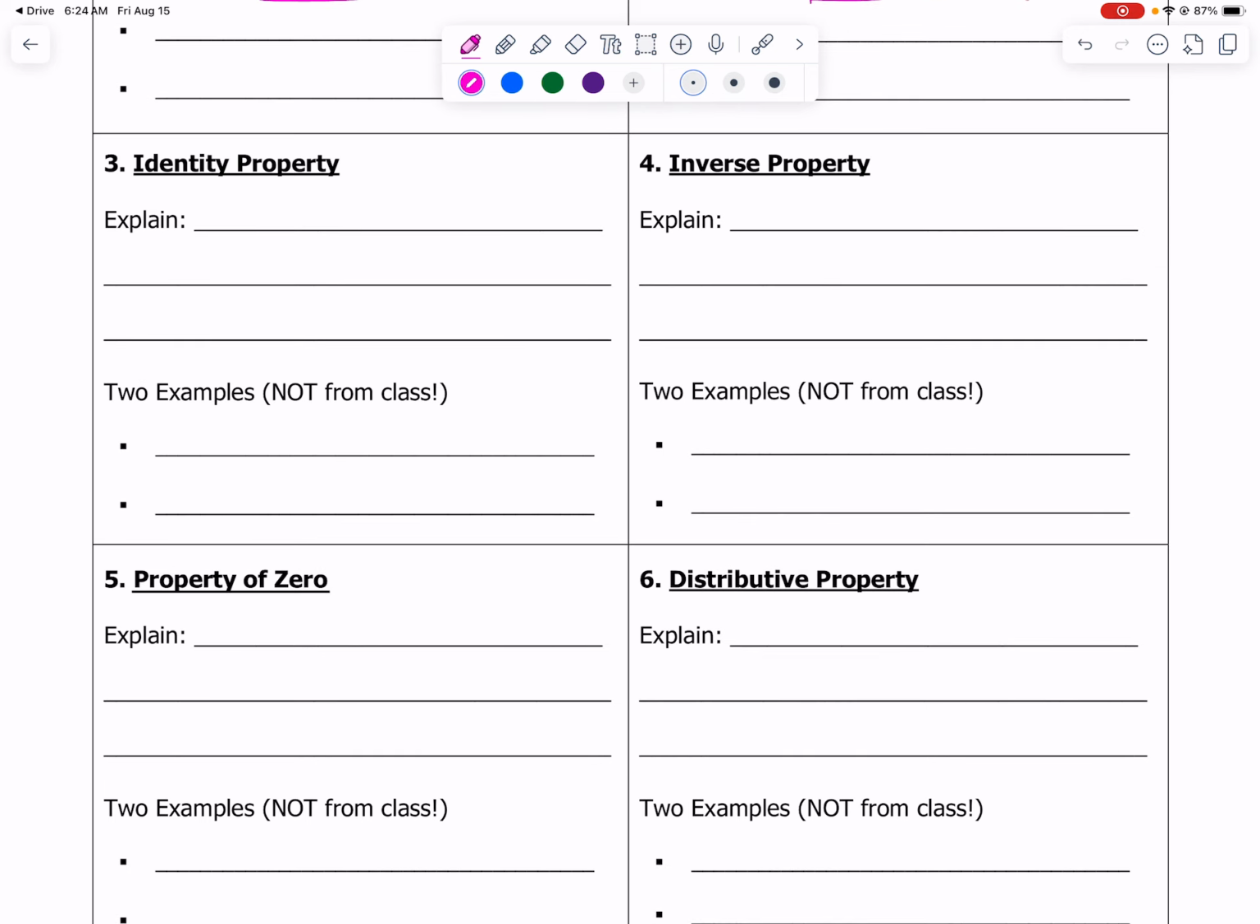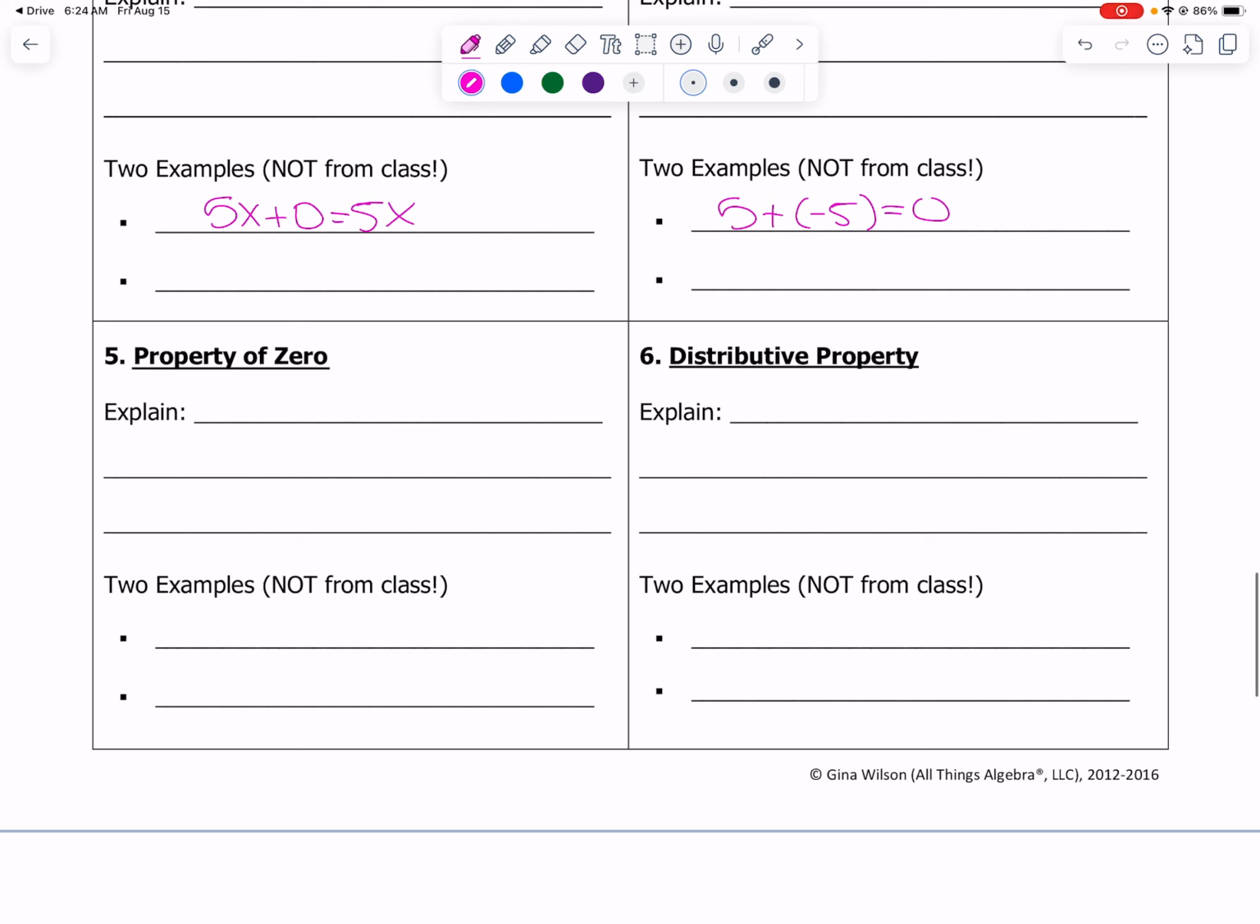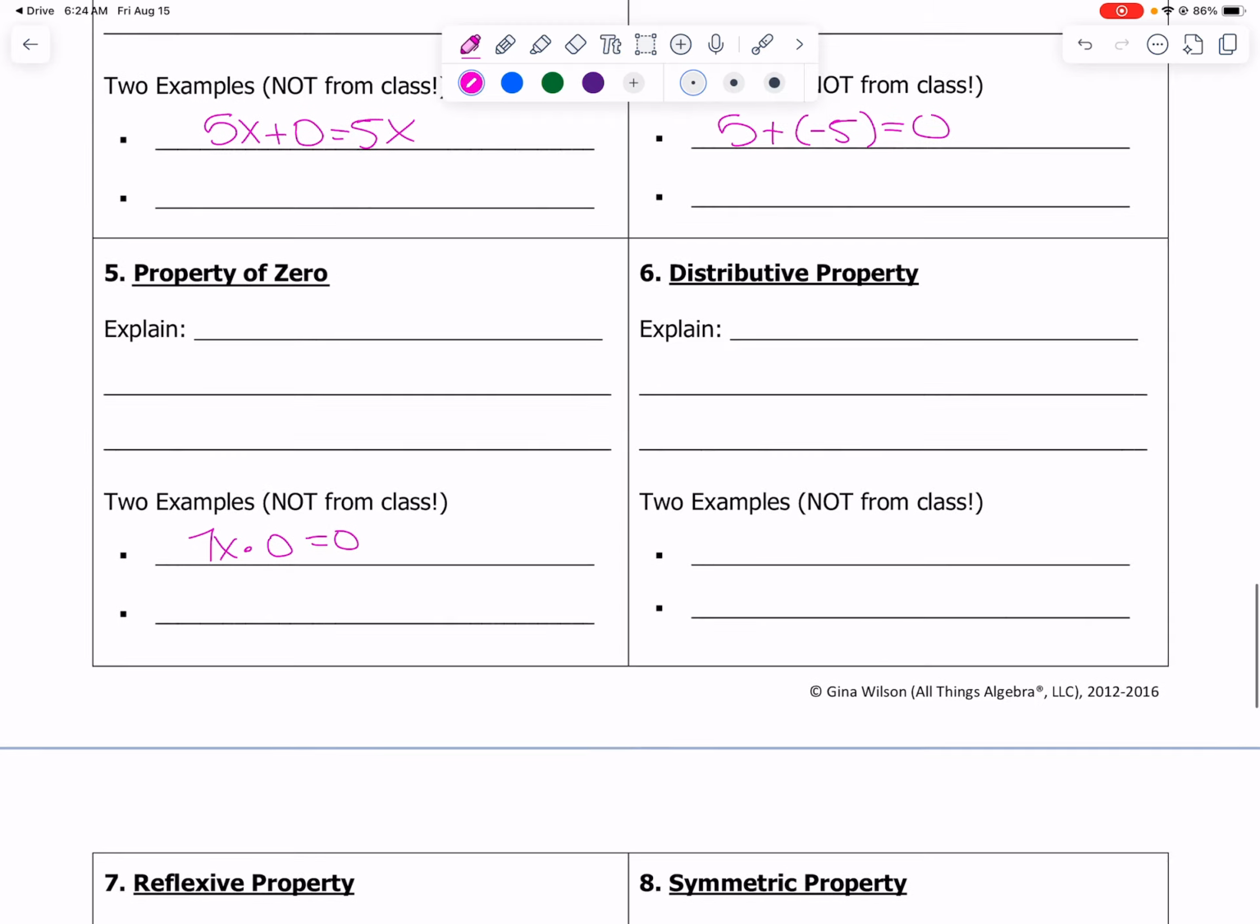So like here, 5 plus a negative 5 is equal to 0. That would be the inverse property for addition. Same thing here for the identity property, 5x. The identity is 0, equal to 5x. Anything multiplied by 0 is 0. That is your property of 0. So that's 7x times 0 is equal to 0.